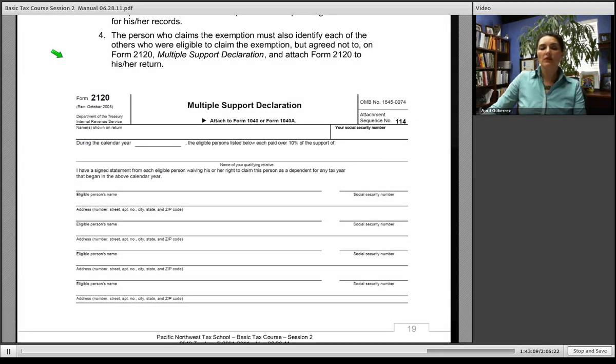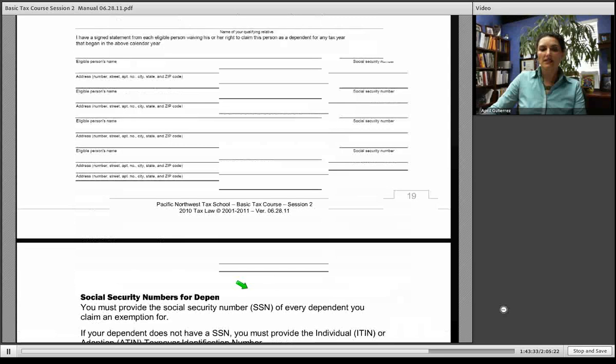So here we have Form 2120, Multiple Support Declaration. On the form we enter the eligible person's name, Social Security number, and address. Essentially, that eligible person who could have claimed but is electing not to claim will sign the form. And it says, I have a signed statement from each eligible individual waiving his or her right to claim this person as a dependent. These are the eligible persons. These are their addresses and Social Security numbers.